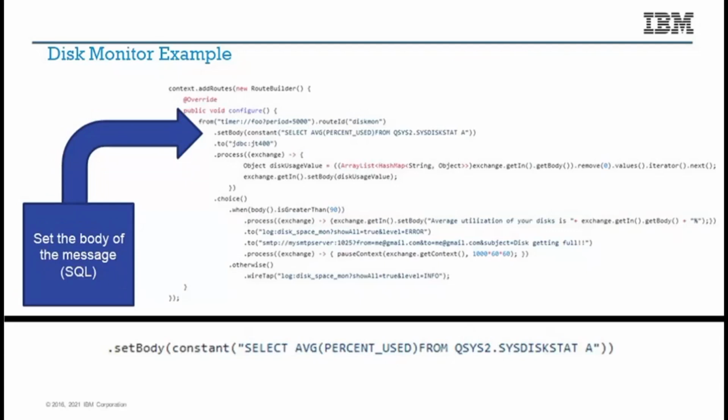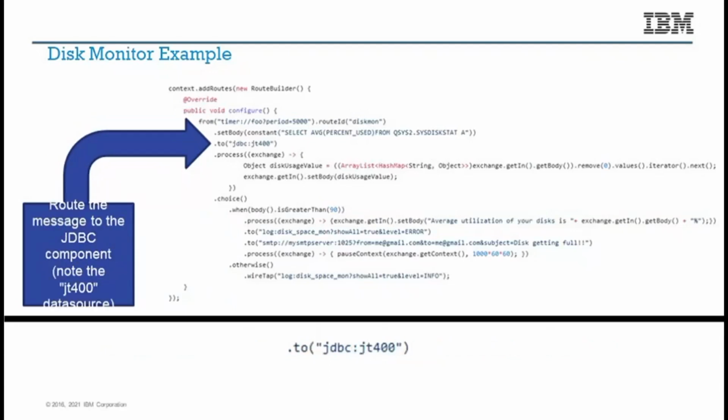And then, when I read the documentation for the JDBC component, it says the message body should have the SQL that you want to run. And so I just say, okay, I'm actually using the set body EIP, and I'm just saying set the body of the message to this SQL that queries how full my disks are, right? And then we start to see some routing.